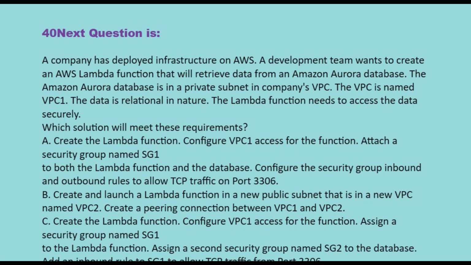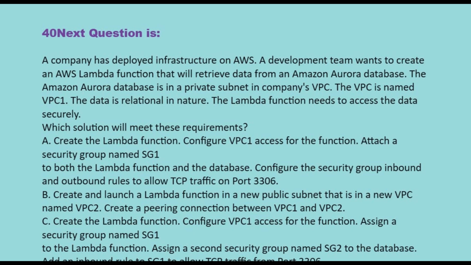Option A. Create the Lambda function. Configure VPC1 access for the function. Attach a security group named SG1 to both the Lambda function and the database. Configure the security group inbound and outbound rules to allow TCP traffic on port 3306. Option B. Create and launch a Lambda function in a new public subnet that is in a new VPC named VPC2. Create a peering connection between VPC1 and VPC2.